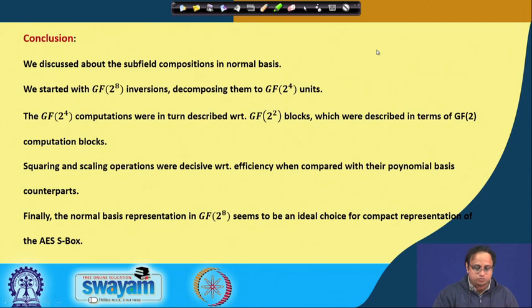Just to conclude, we discussed the subfield composition in normal basis. We started with GF2 power of 8 inversions, decomposed them further into GF2 power of 4 inversions or GF2 power of 4 computational units. The GF2 power of 4 computations were then in turn described with respect to GF2 power of 2 blocks, which are further described in terms of GF2 computation blocks. We discussed that squaring and scaling operations were very decisive with respect to efficiency when compared with their polynomial counterparts. And finally, the normal basis representation in GF2 power of 8 seems to be an ideal choice for compact representations of the AES S box.